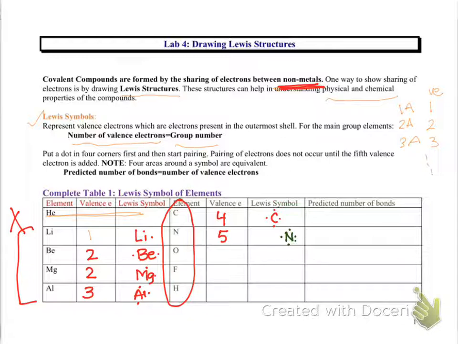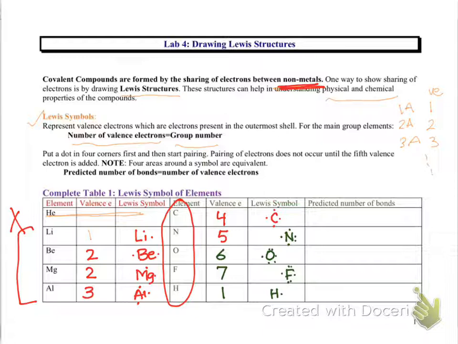Oxygen, 6th A group, 6 valence electrons. So here 1, 2, 3, 4, 5, 6. Fluorine, 7th A group, so 7 electrons, 1, 2, 3, 4, 5, 6, 7. Hydrogen has one valence electron, so you're going to draw one dot because hydrogen is in the first A group.